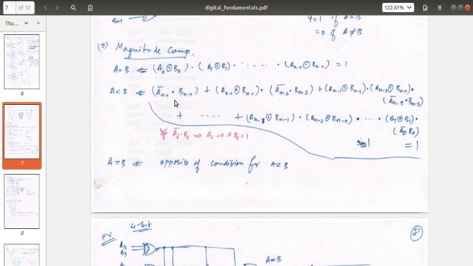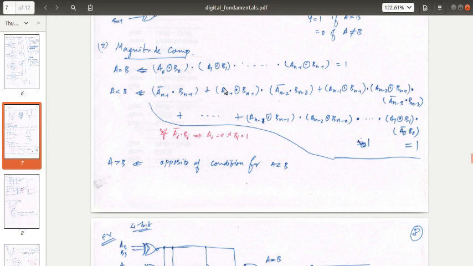Either the MSB of A is 0 and the MSB of B is 1, right? That is, A starts with 0, it will be 0 something, and B starts with 1 and it will be 1 something. If that is not the case, if A and B are the same, then that is, A XNOR B. This is the first condition, that A is 0, that is A n minus 1 is 0 and B n minus 1 is 1.